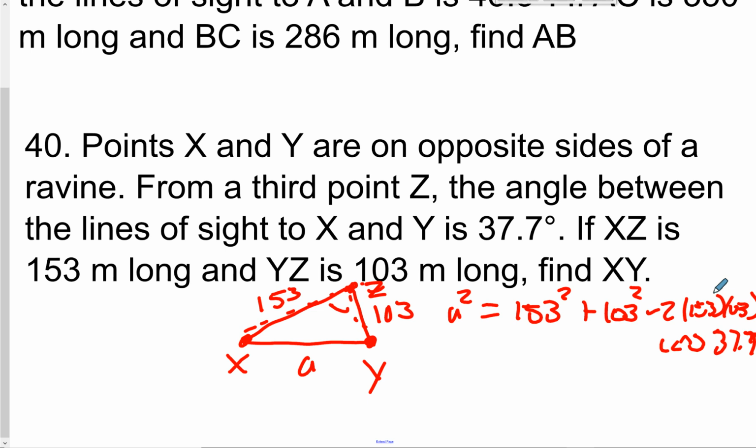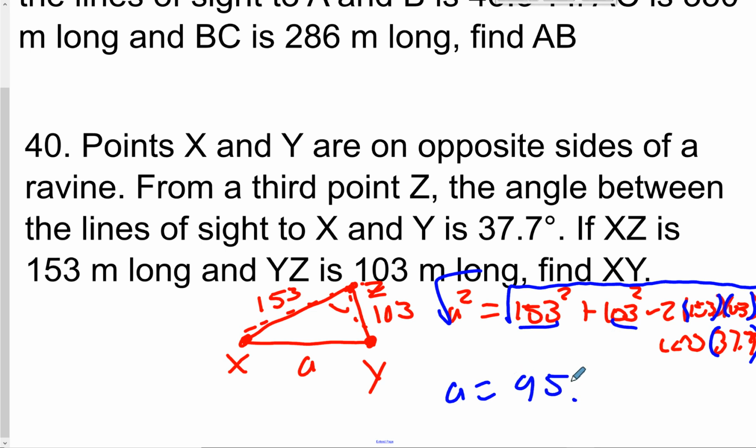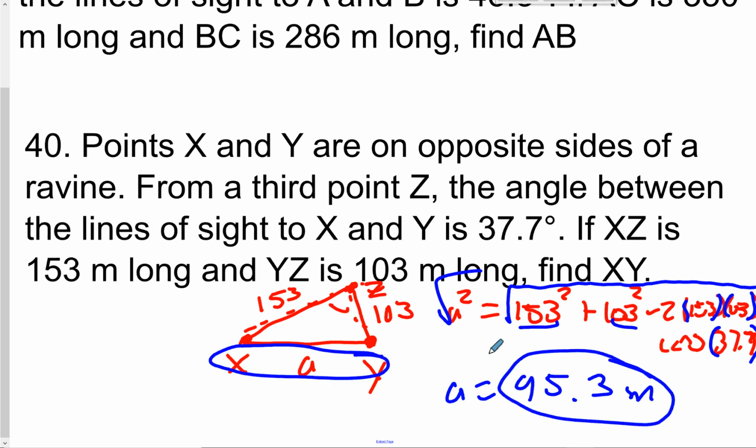Now I can actually type this into my calculator. And all I have to do is just square root both sides. And in my calculator, when I square root, it continues this line all the way across. So actually, the only parentheses I put around here are the 153, the 103, and the 37.7. And so I just do it like that. I didn't even put parentheses around the 153 or the 103. That's being squared. I just hit my squared button. Okay, and then I got A is equal to 95.3 meters. That's the distance that I'm looking for, right? So that's the distance from here to here. Okay, so there's your answer.